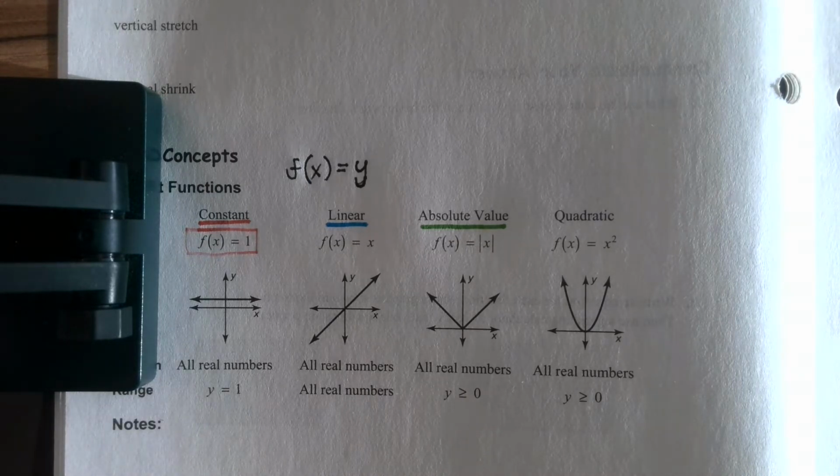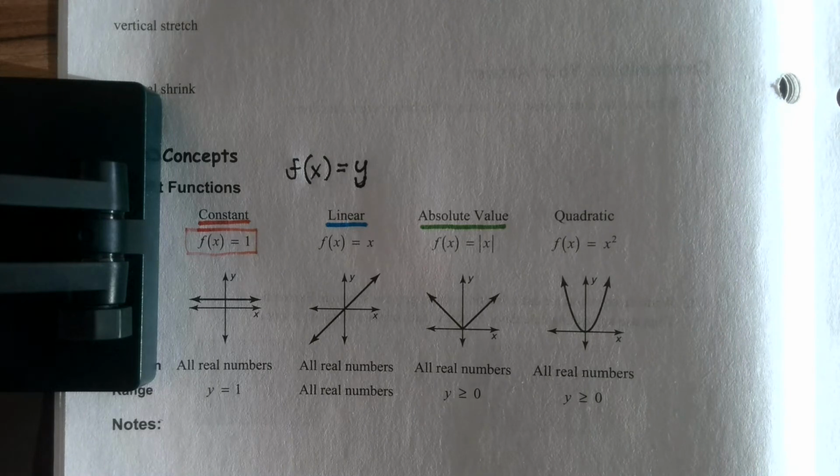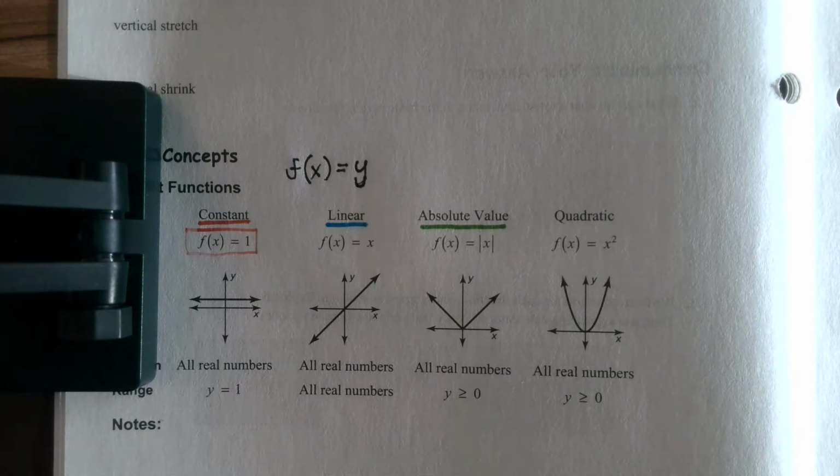A couple things about the absolute value function. The absolute value function is always going to look the exact same on the left as on the right. It's going to be perfectly the same on both sides.